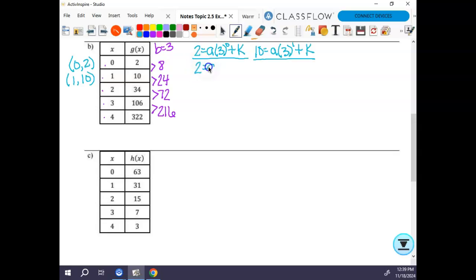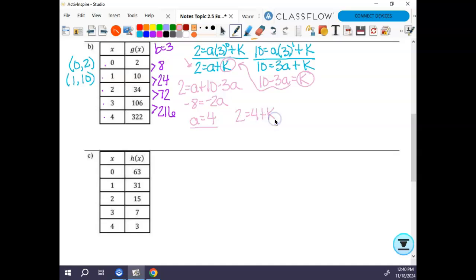So this will give me 2 equals a plus k, and 10 equals 3a plus k. So then again, I have 2 equations and 2 variables, so I have a system, which means this is going to be 10 minus 3a equals k. This is k, this is k, so I'm going to substitute this in here and get 2 equals a plus 10 minus 3a. So I get negative 8 equals negative 2a, so a equals 4. Everybody with me? Then I gotta find k, so I'm gonna use this again and get 2 equals 4 plus k. So k equals negative 2.